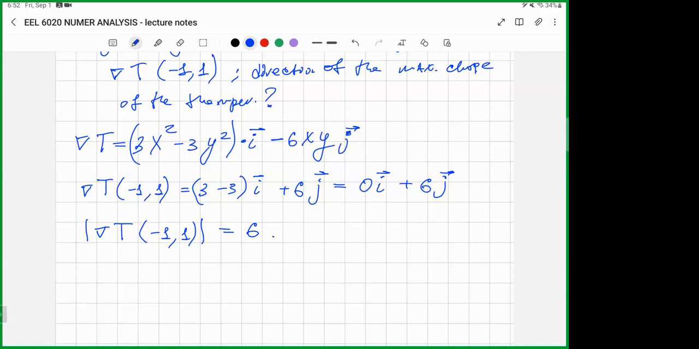So the direction of the maximum rate of change of temperature at the point (-1, 1) is along the axis y, and the change is equal to 6. And this is the maximum change in this field, in this particular point.